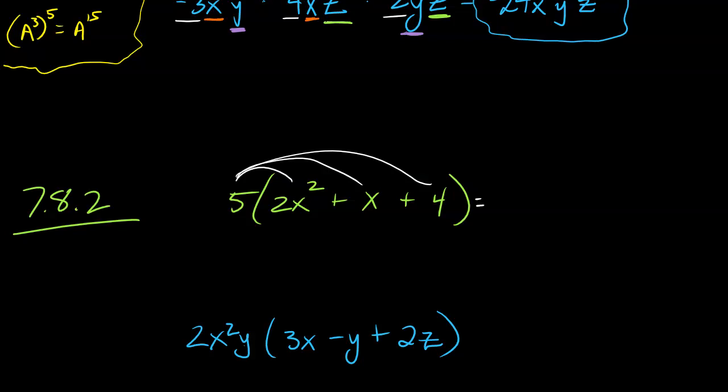So 5 times 2x squared would give you 10x squared. 5 times x would be 5x. And then the plus and minus signs generally stay the same unless you're multiplying by a negative symbol. So plus 5 times x, which is 5x, plus 5 times 4, which is 20.